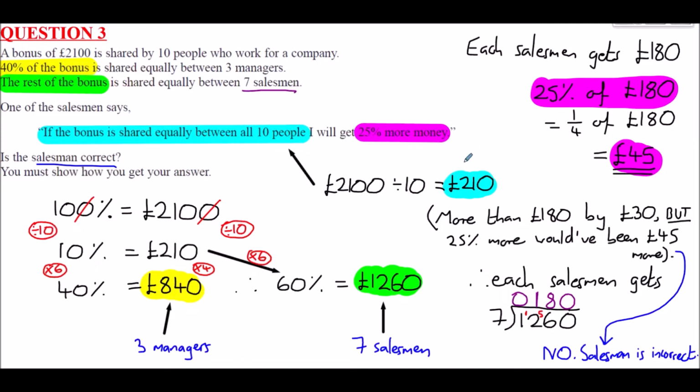It's 16.67-ish percent more. So that's one way of doing it. There are other ways to do this question, but I'll just leave it there for now. So that's question 3.